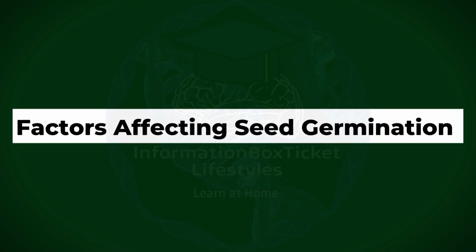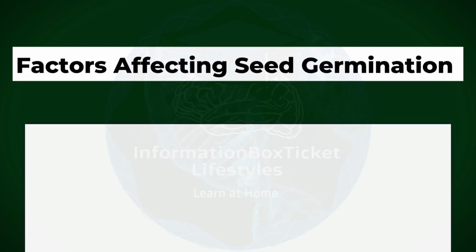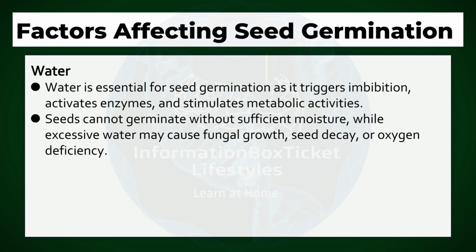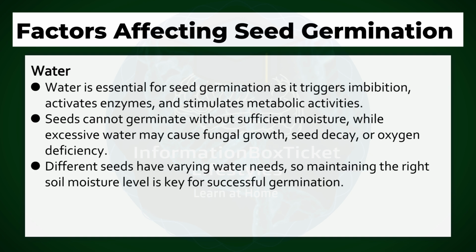Factors affecting seed germination. Water. Water is essential for seed germination as it triggers imbibition, activates enzymes, and stimulates metabolic activities. Seeds cannot germinate without sufficient moisture, while excessive water may cause fungal growth, seed decay, or oxygen deficiency. Different seeds have varying water needs, so maintaining the right soil moisture level is key for successful germination.